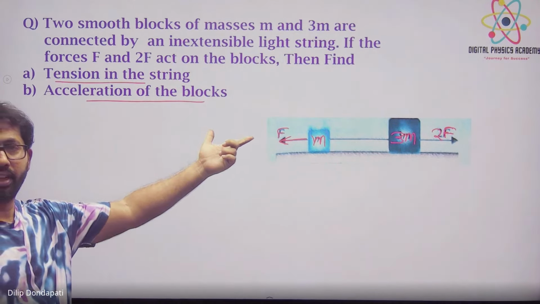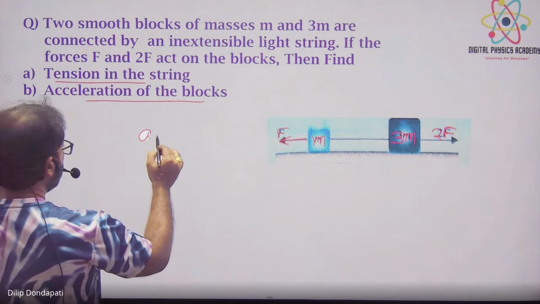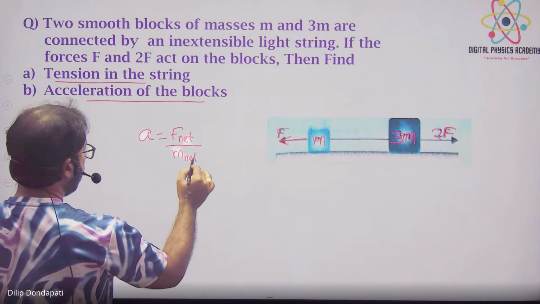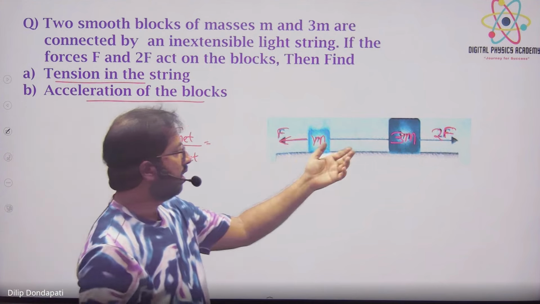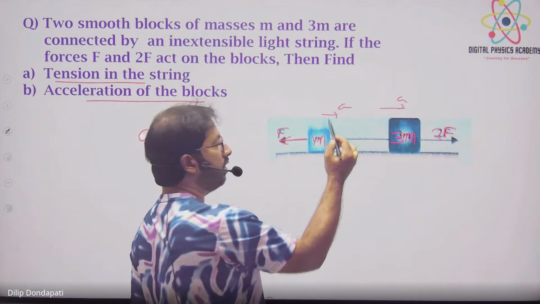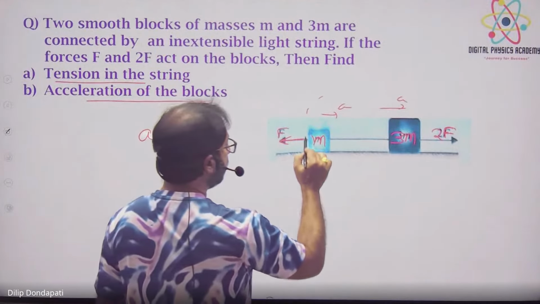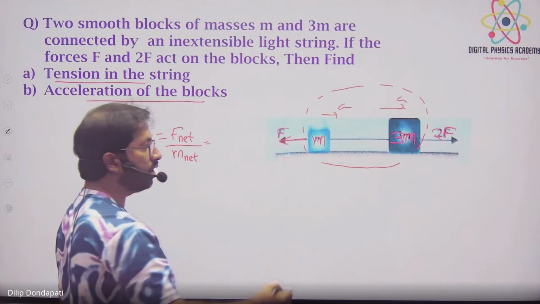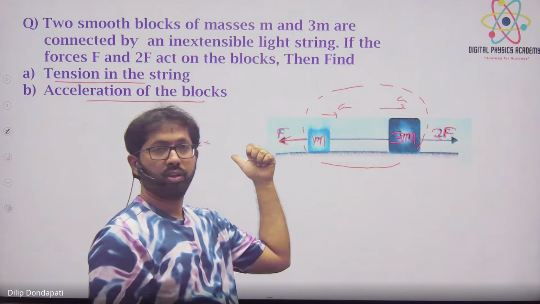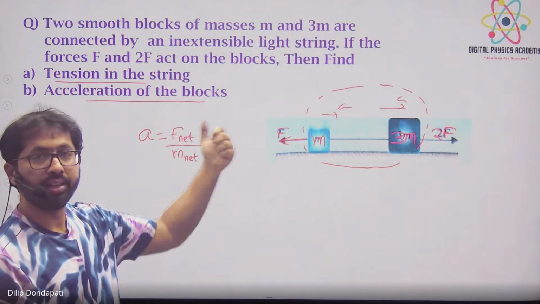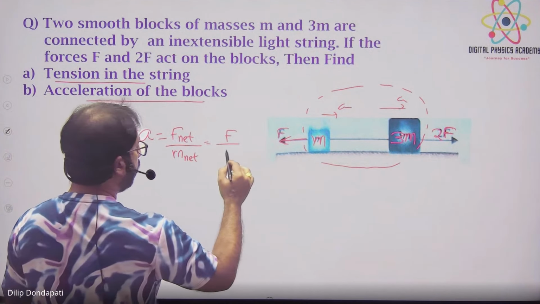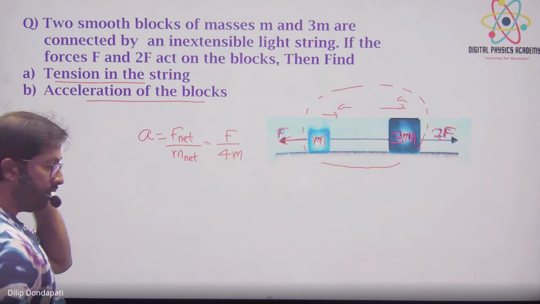Acceleration is easy, right? How will the acceleration come? Tell me: net force by net mass. This is the formula. Net force is what? Both blocks are accelerating in this direction, so this is acting as one system. Tell me, how much will the net force be? Net force is 2f minus f, so f, divided by net mass, m plus 3m, which is 4m. So this is the acceleration.